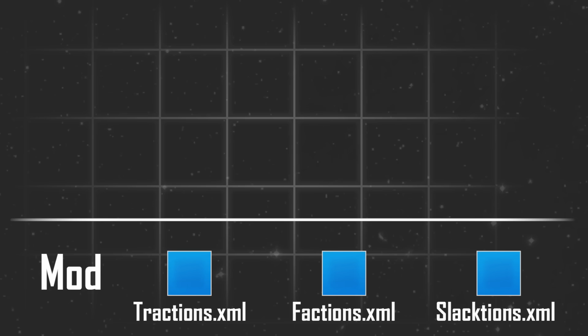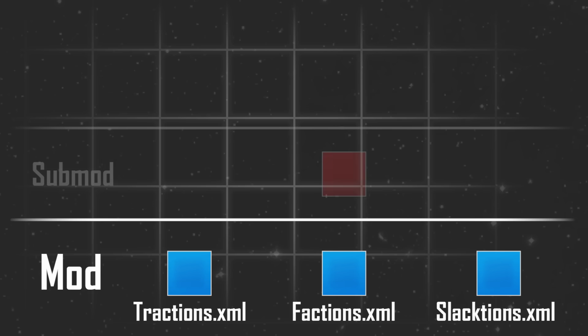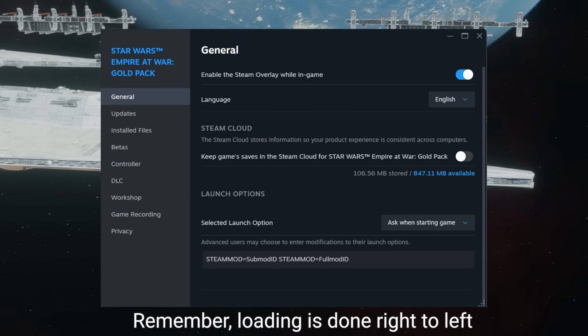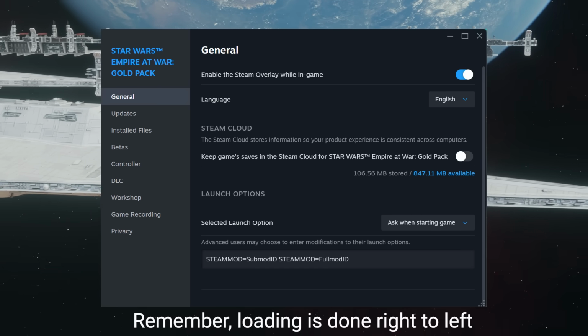So if we picture each file in a mod as one of these blue blocks, those get loaded normally. But then if a submod only changes one file, say factions.xml, where the popcap is stored, you can just have a submod which only includes that factions.xml file. Then if you load steammod=fullmod first and modpath=submod ID second, that file will override the original one.